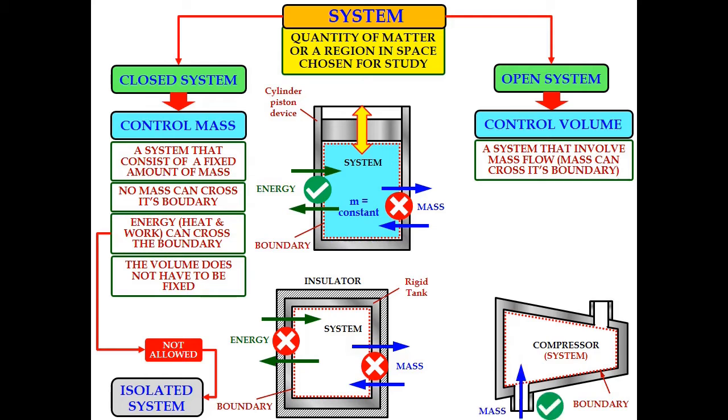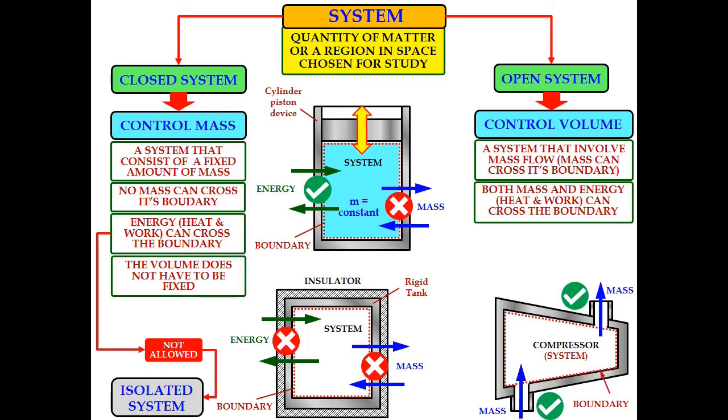So we will have mass in and also mass out across the boundary of our system. Both mass and energy, in terms of heat and also work, can cross the boundary. Okay, so we will allow mass transfer and also energy transfer in our open system.